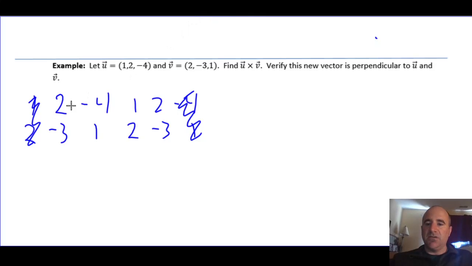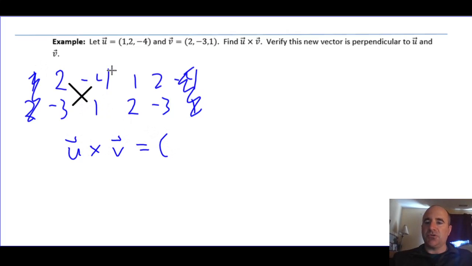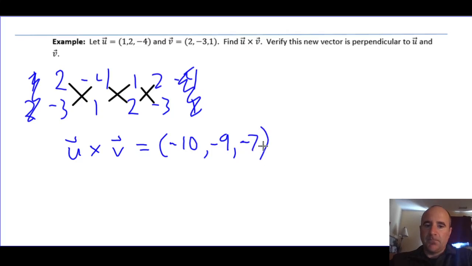And then this idea of going 2 times 1, subtract -3 times -4. So u crossed with v will be equal to, the first coordinate is going to be 2, subtract -4 times -3. Now, -4 times -3 is 12. So 2 subtract 12 is -10. The next coordinate will be -4 times 2, subtract 1. So -8 minus 1 is -9. And 1 times -3, which is -3, subtract 4 is -7. And there we have it right there.